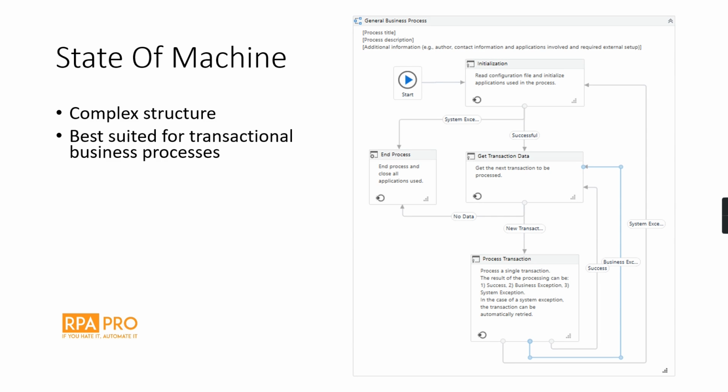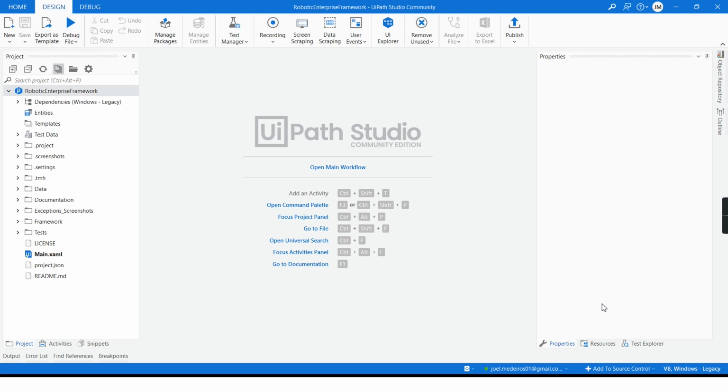This is an image from the REFramework that UiPath provides us, and you can see that each of these boxes is one state, like initialization, get transactional data, process transaction, and then the end state or the final state, and process. I will jump to my UiPath Studio and show you the project.